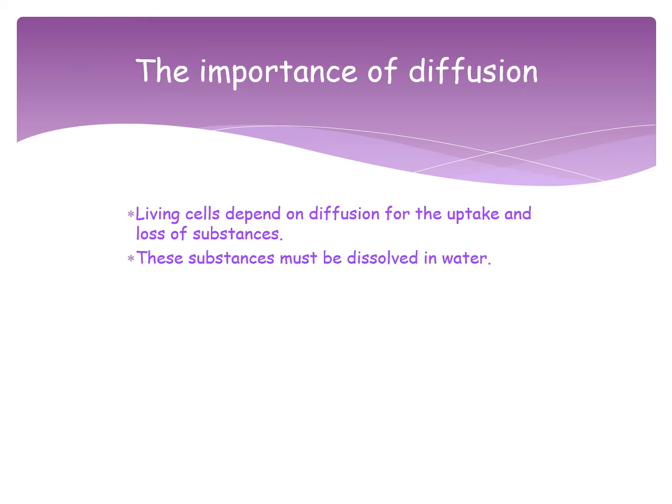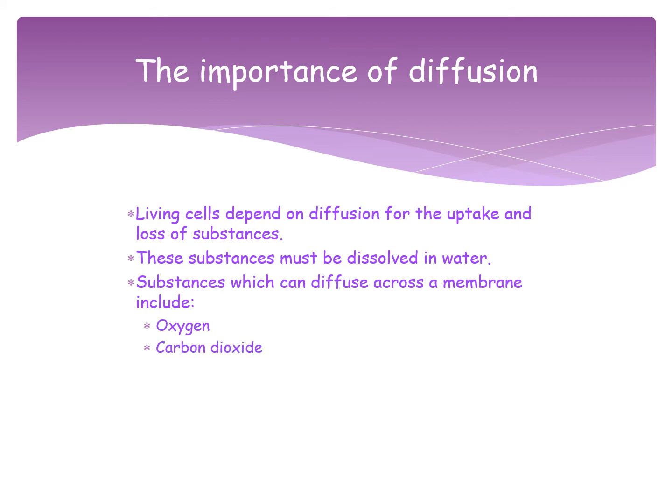So these substances must be dissolved in water, and substances which can diffuse across the cell membrane include oxygen, carbon dioxide, dissolved food, so for example glucose and amino acids, and water.